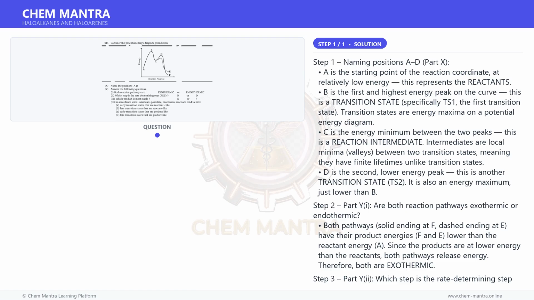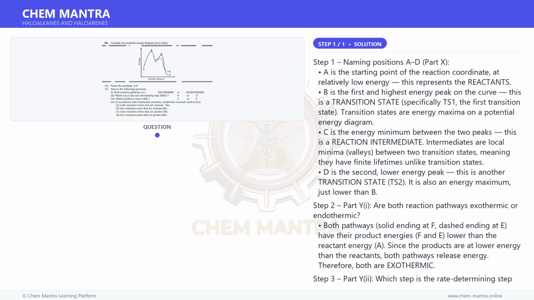C is the energy minimum between the two peaks. This is a reaction intermediate. Intermediates are local minima, valleys, between two transition states, meaning they have finite lifetimes unlike transition states. D is the second, lower energy peak. This is another transition state, TS2. It is also an energy maximum, just lower than B.